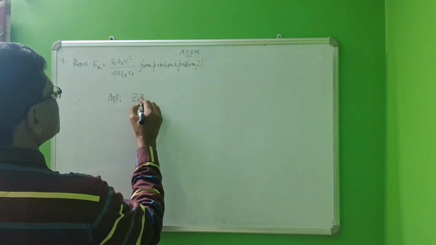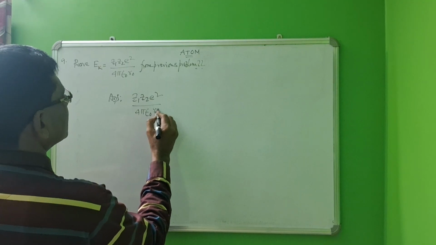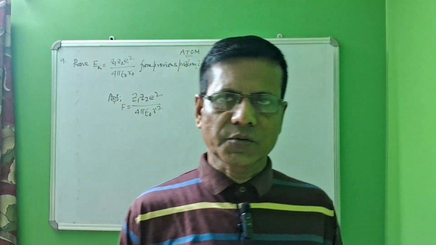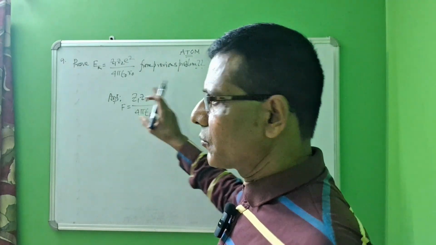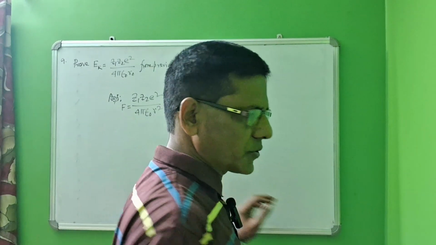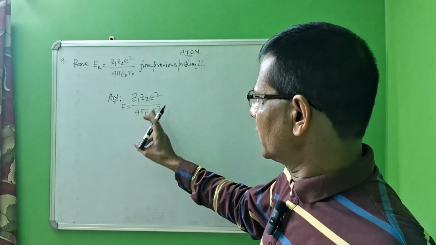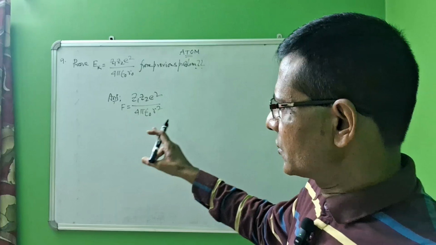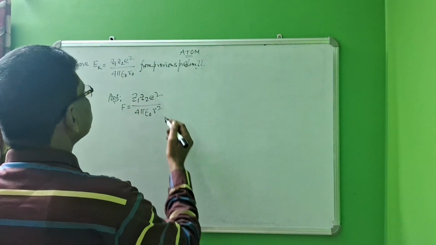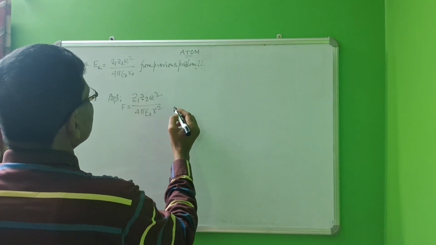So this one equals Z1 Z2 e square divided by 4 pi epsilon 0 into r square. This is the force. If the distance between them was r, then from Coulomb's law, the charge of the unknown nucleus is Z2 e and the charge of the alpha particle is Z1 e. For the alpha particle it will be 2.